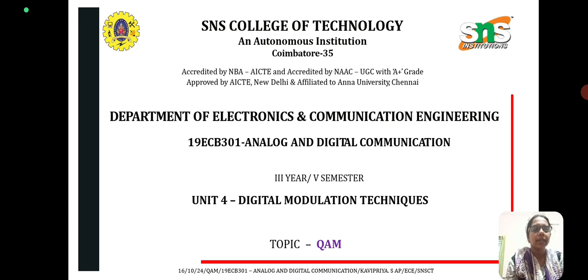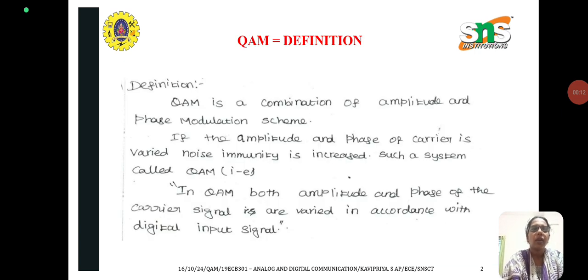I am going to discuss the topic Quadrature Amplitude Modulation. Quadrature amplitude modulation is a combination of amplitude and phase modulation schemes. If the amplitude and phase of the carrier are varied, noise immunity is increased. Such a system is called quadrature amplitude modulation. In QAM, both the amplitude and phase of the carrier signal are varied in accordance with the digital input signal.